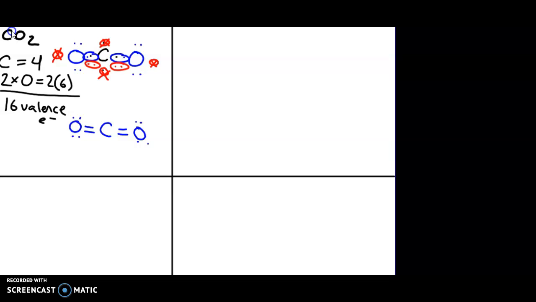So in this case, we can count these up. 2, 4, 6, 8 around each. 2, 4, 6, 8 around each. 2, 4, 6, 8 around the carbon. Bonds count as 2. And we can count 2, 4, 6, 8, 10, 12, 14, 16 total electrons in the structure, and there should be 16 there.